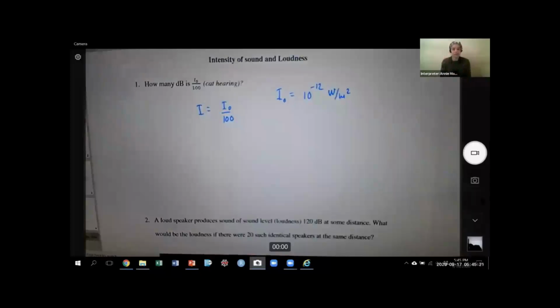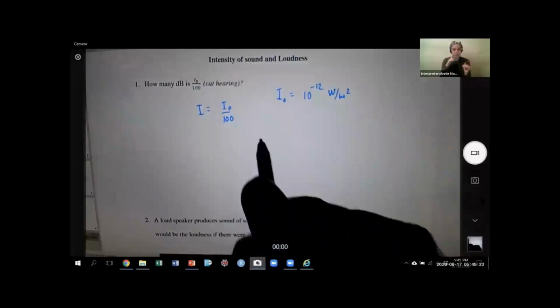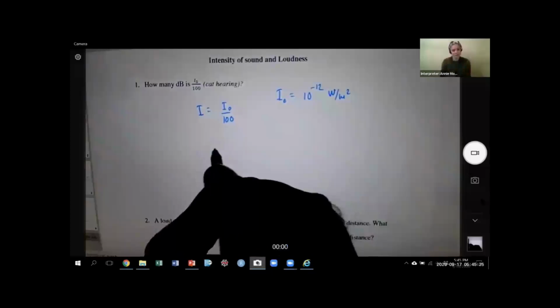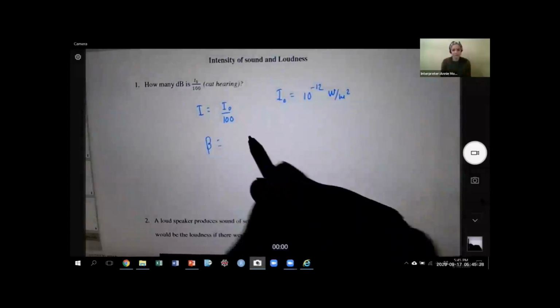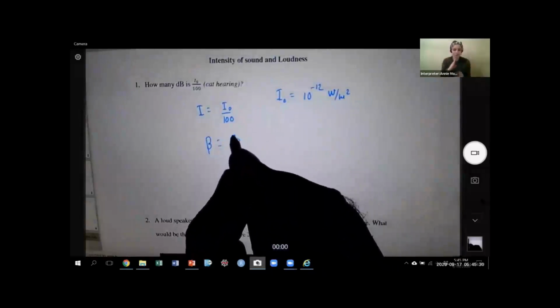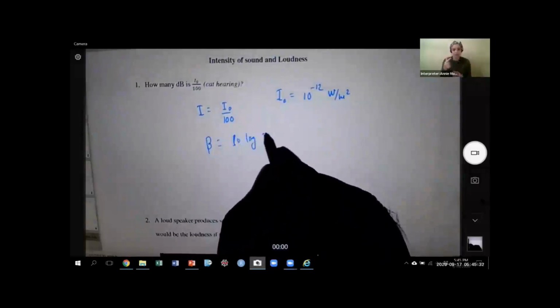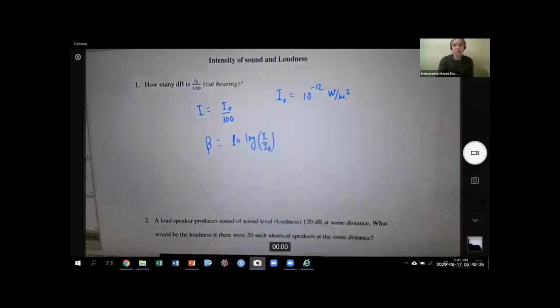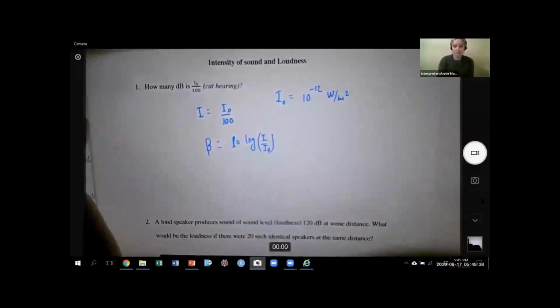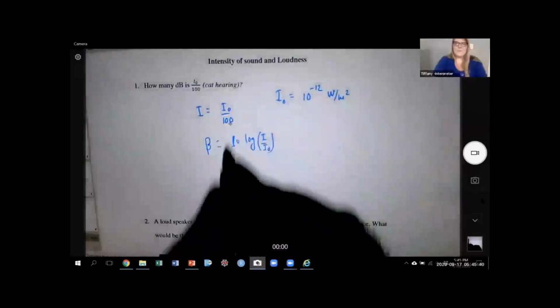And what's the decibel level? Loudness, right? That's what we measure the sound in. So now just use the straightforward formula. Decibel level is 10 log I over I naught, that's the formula we have. And just put that I as I naught over 100.